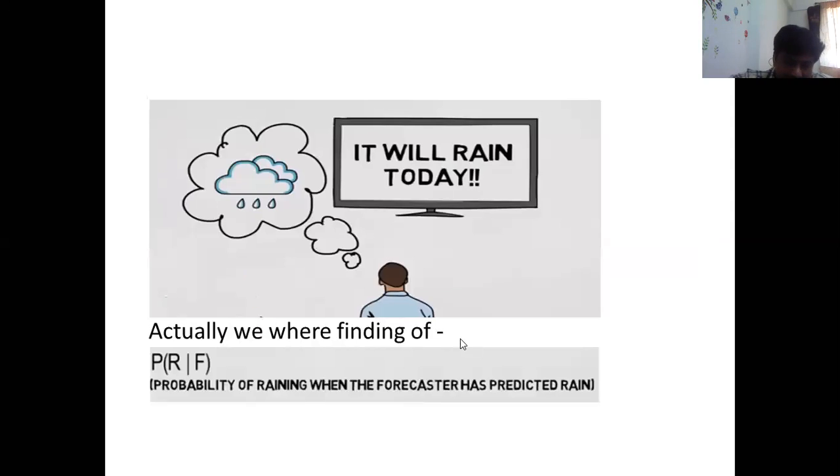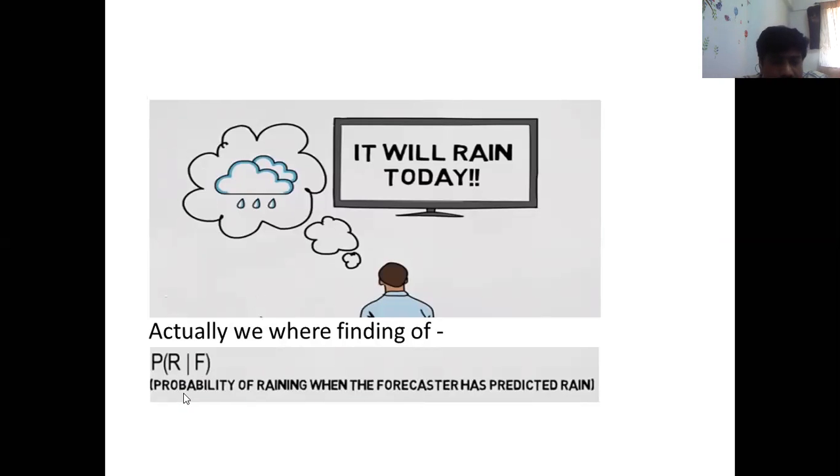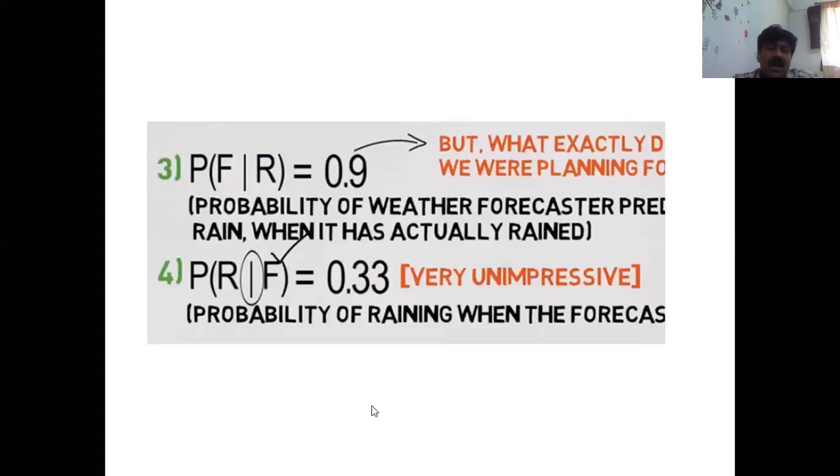So when it says it will rain today, actually we were finding the probability of R by F. When you're looking for the answer to whether it will rain today, at that time we need to find this value and not F by R. We need to find R by F, that is the probability of raining when the forecaster has predicted rain. And that value will come to 0.33.